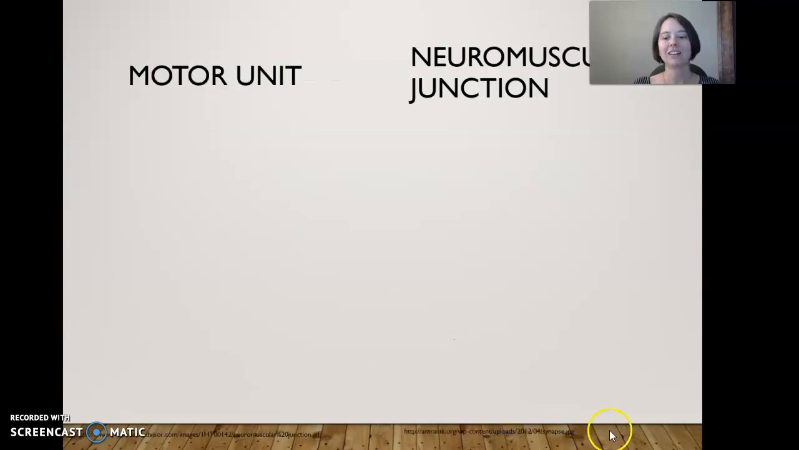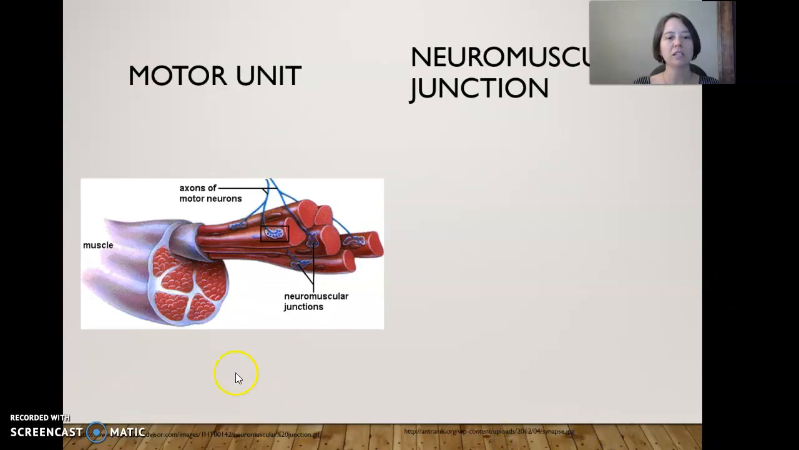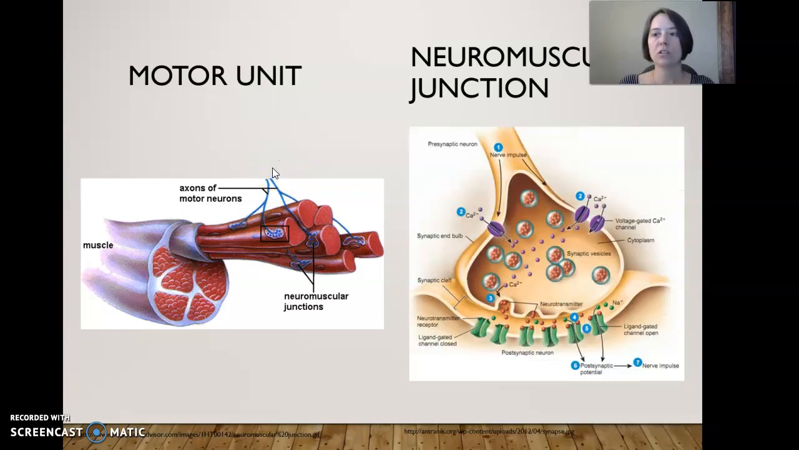All right, taking a look at the motor unit, you can see there is one neuron, and then all of the axons of that motor neuron are going to different muscle cells. So all of this would be considered one motor unit. It would all act as one, because they would all get the same signal together. Then there is the neuromuscular junction.